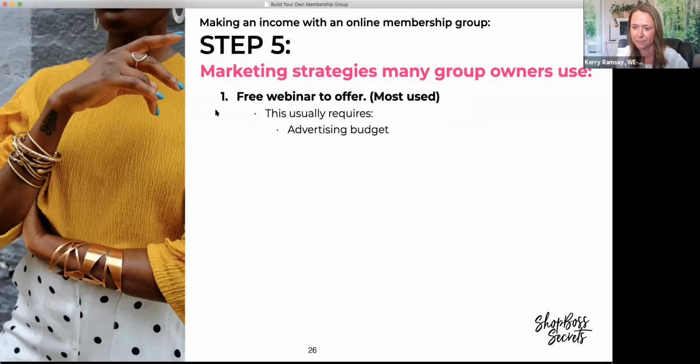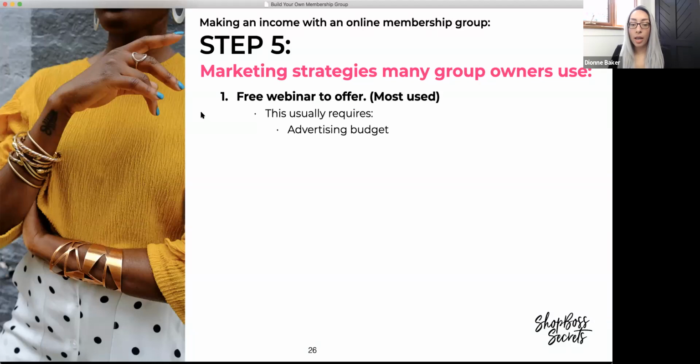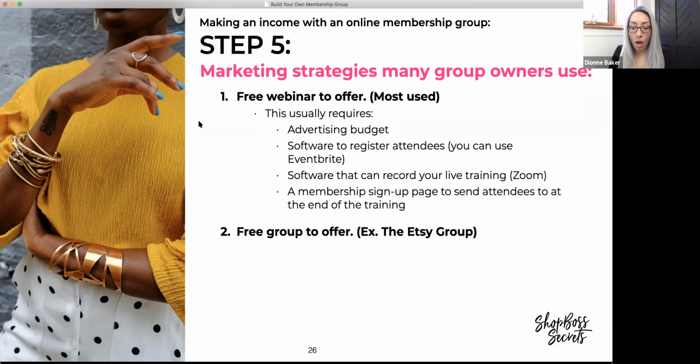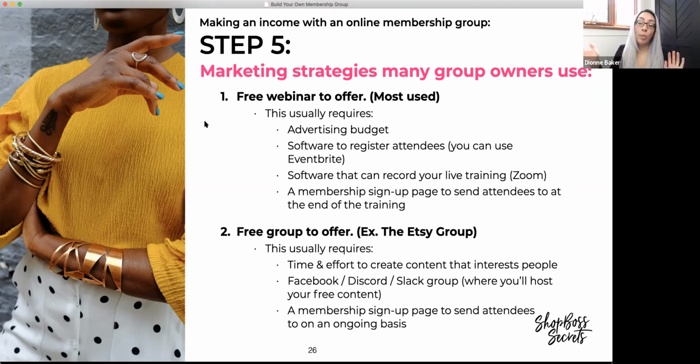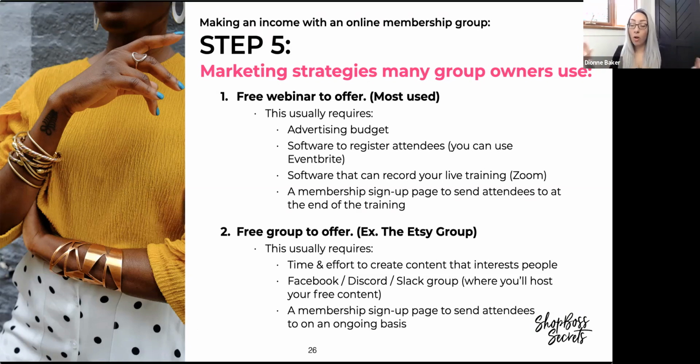Okay, so my slide just went a little wonky on me. So the second one is the free group to offer, right? If we look at one of the groups that I'm in, it's called the Etsy group. When we're doing what's called the Etsy challenge, we will be in that group a lot, doing free content for people. In the meantime, when we're not doing the Etsy challenge, the group still exists. We're admins of that group, and we just pop in to answer questions that people have as it relates to selling on Etsy, okay? So this just requires time and effort to create content that interests people in that group.